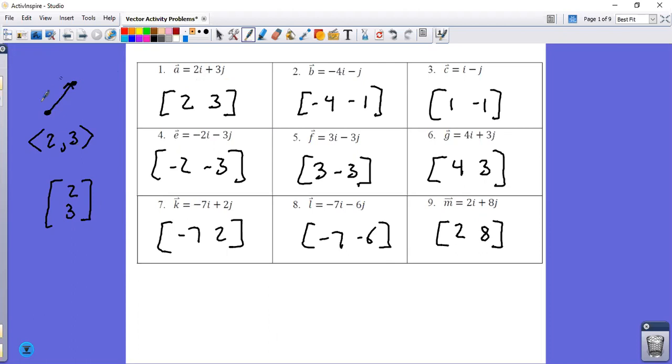With the actual diagram of it on a coordinate plane, with the brackets around it, or in matrix form.